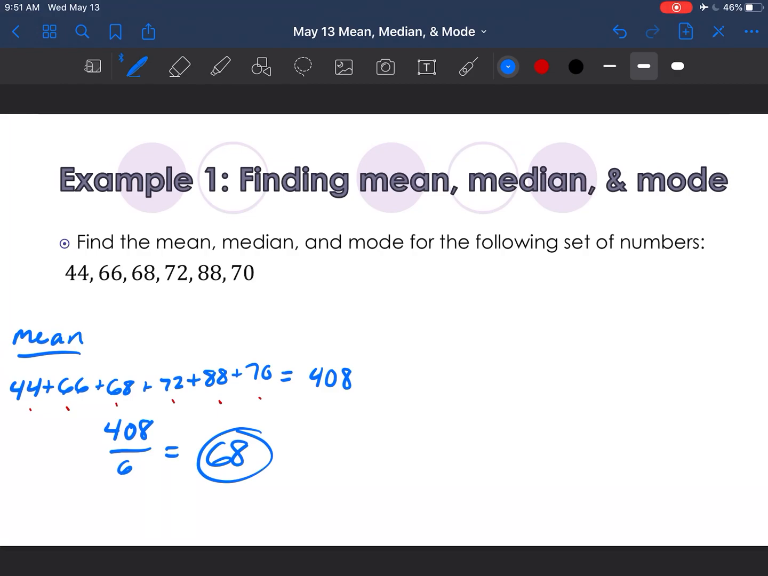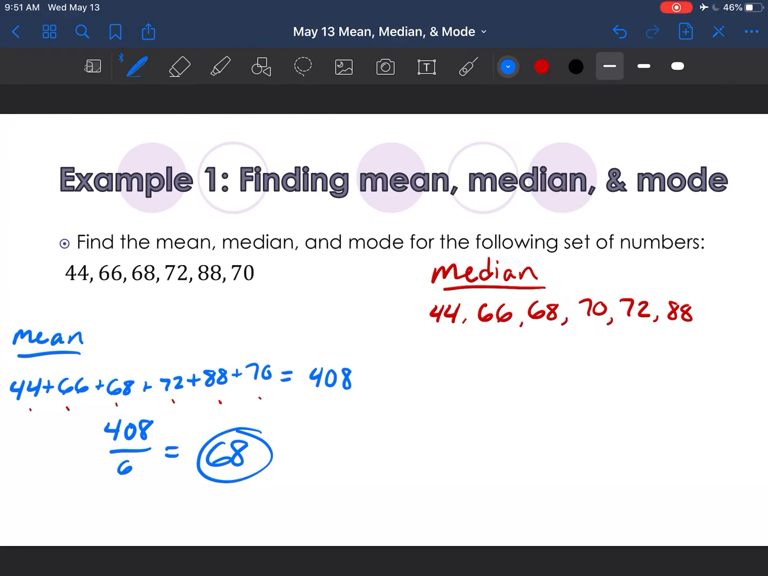Okay. Then for the median, you've got to put the numbers in order from least to greatest, so I'm going to go ahead and do that. So 44 is the lowest, then 66, then 68, 70, 72, and 88. Now they're in order from least to greatest.